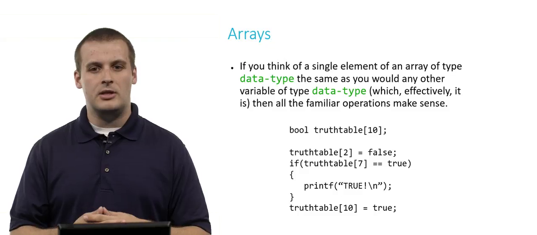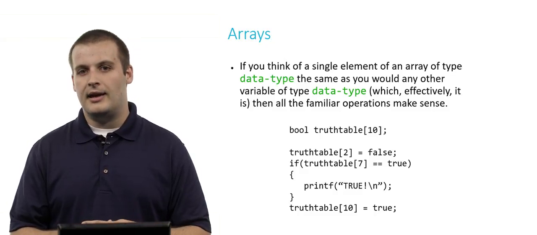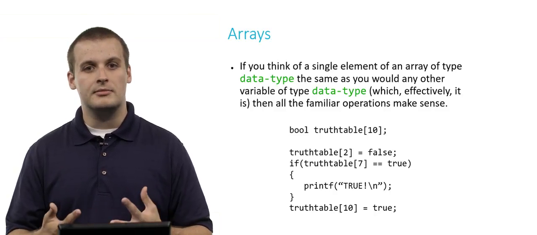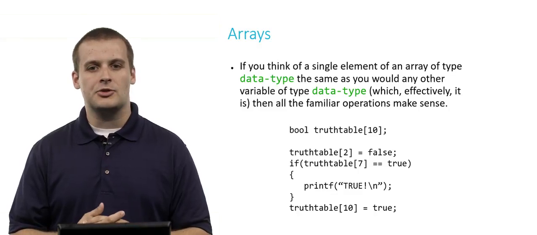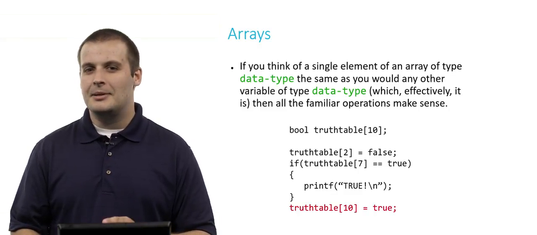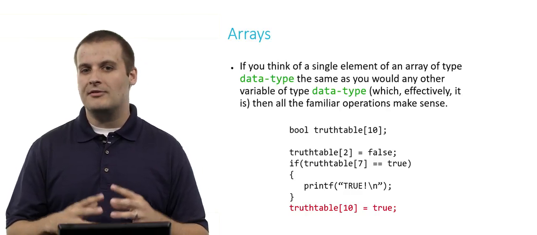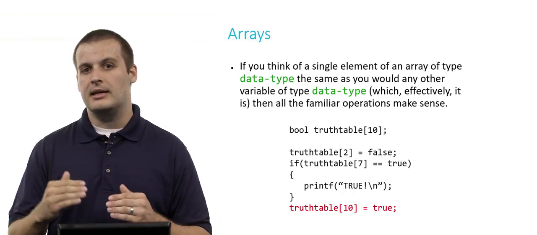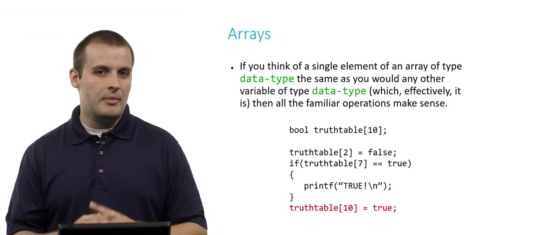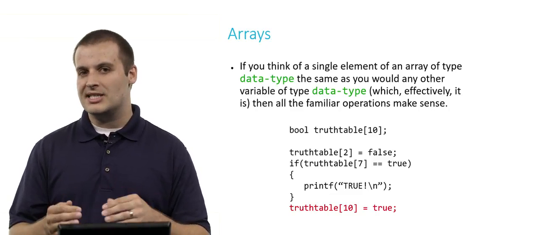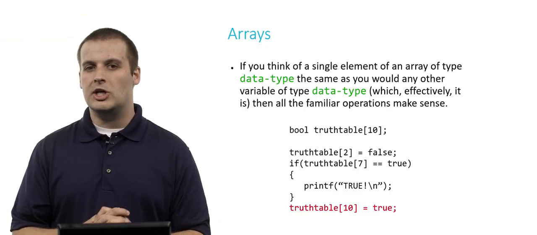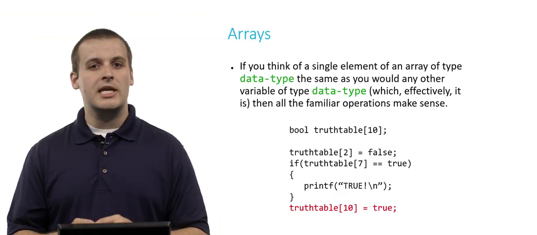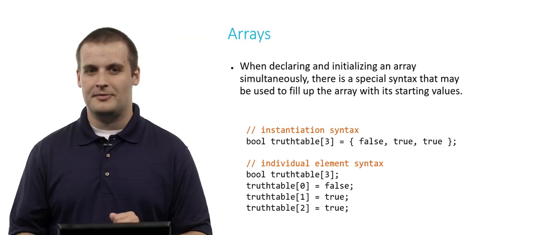If truth table[7] == true, which is to say, if the 8th element of truth table is true, maybe we want to print a message to the user, printf true. I could also just say truth table[10] = true, right? Well, I can, but it's pretty dangerous because remember, we have an array of 10 Booleans. So the highest index that the compiler has given us is 9. This program will compile, but if something else in memory exists where we would expect truth table[10] to go, we could suffer a segmentation fault. We might get away with it, but in general, pretty dangerous. So what I'm doing here is legal C, but not necessarily the best move.